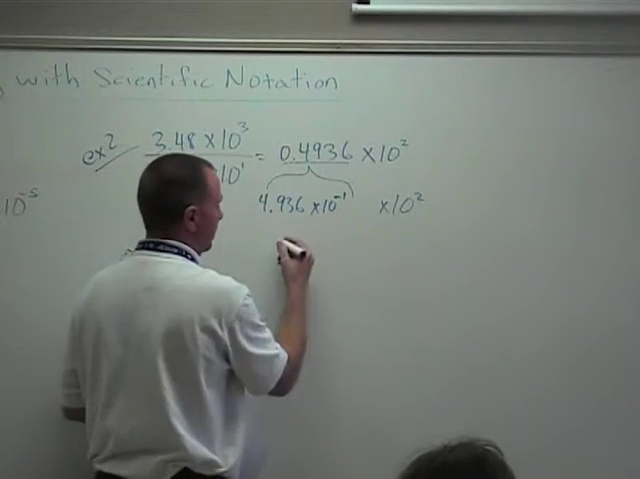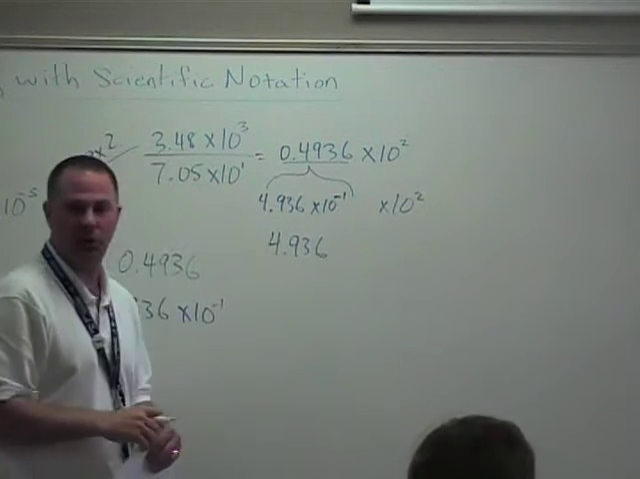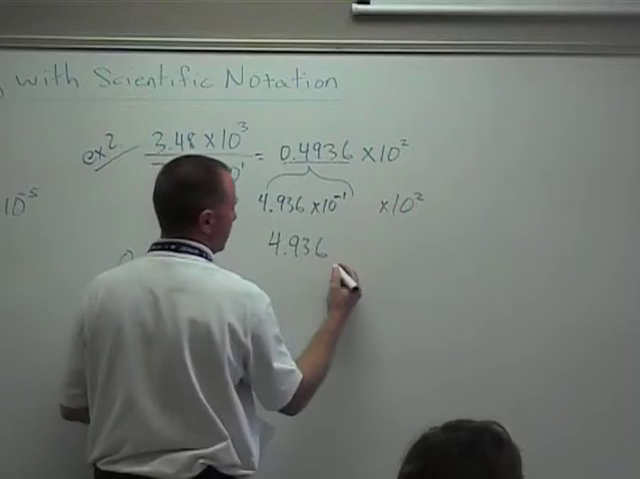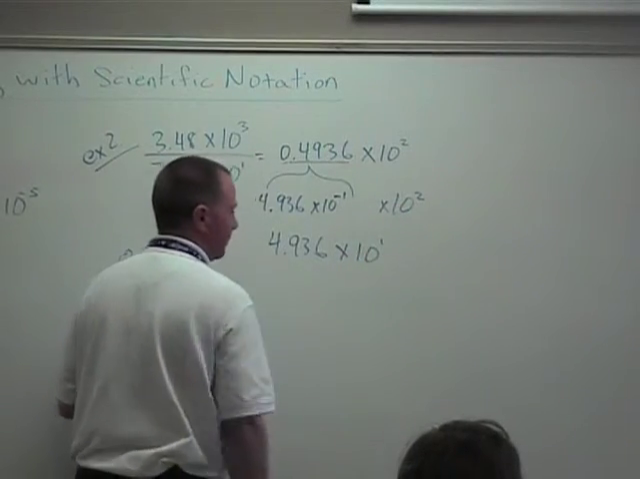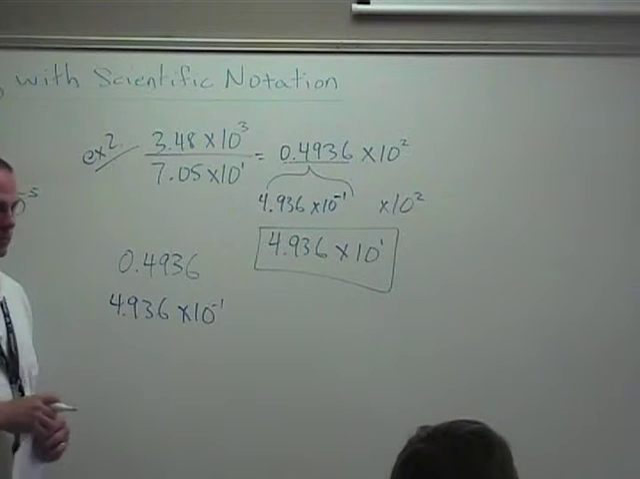Now, what is this? You're multiplying like bases. What do you do with your exponents? You add them. What's -1 plus 2? 1. Now you're done. That's your answer. What the heck? Wait, but... Yes.